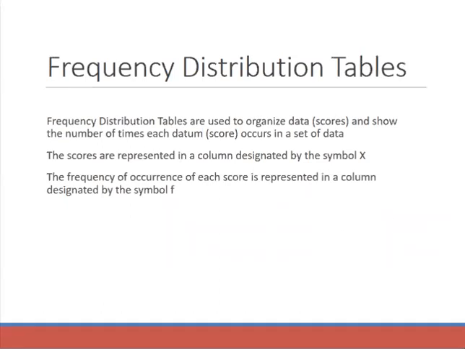So the scores are represented in a column designated by the symbol X. As we talked about last week, X represents each individual score. And then the frequency of occurrence of each score, how many people got that score, is represented in a column designated by the symbol F. The simplest tables place measurement categories or possible responses under the X column from highest to lowest or vice versa. And then beside each value, we place an indicator of the frequency, F, the number of times the score was reported, or most typically the number of people who got the score.